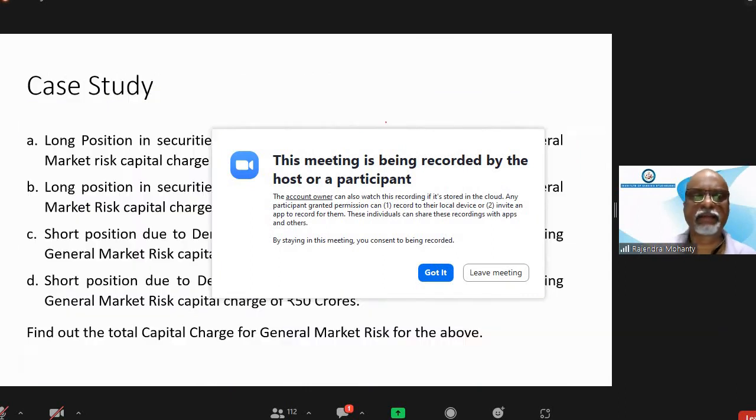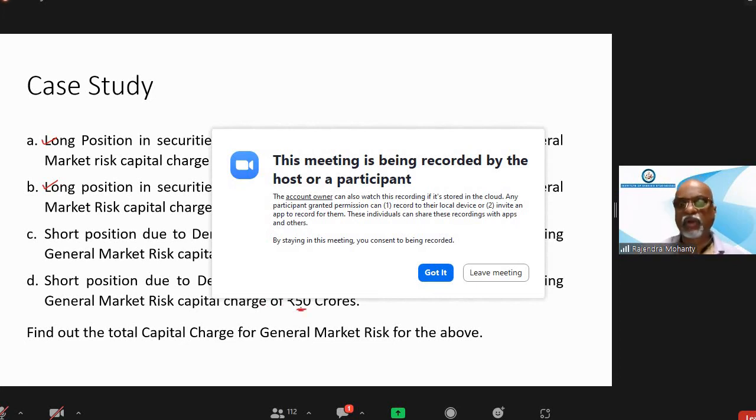Now I'll give an example. Say a long position in a security with a remaining maturity of 2 years: market risk capital 100 crore. This is also a long position, with a maturity of 5 years: 450 crore of capital. A short position due to derivatives with a remaining maturity of 6 months: 100 crore. A short position with 2 years: general market risk capital 50 crore.